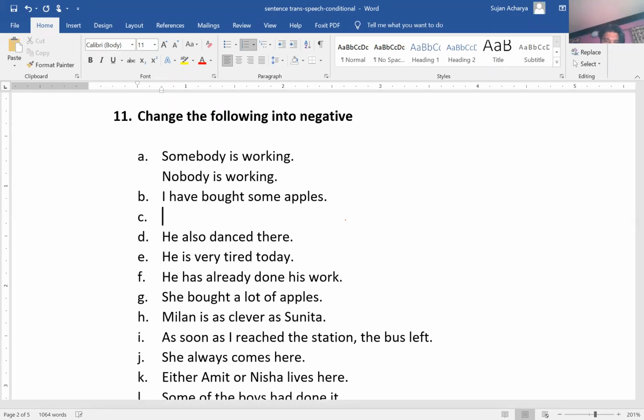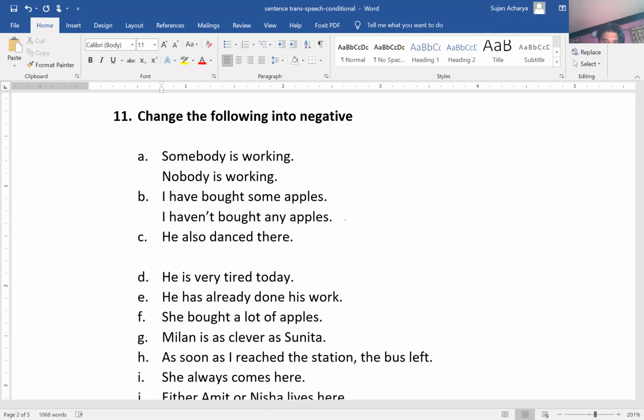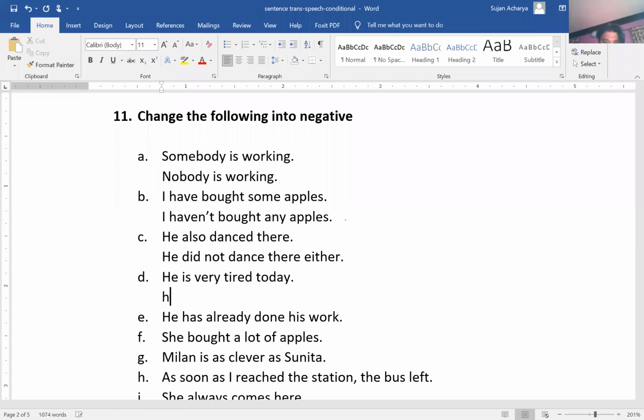I have bought some apples. I haven't bought any apples. He also danced there. He did not dance there either. He is very tired today. He is not so tired today.